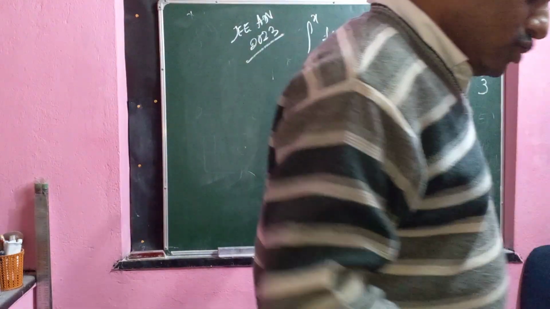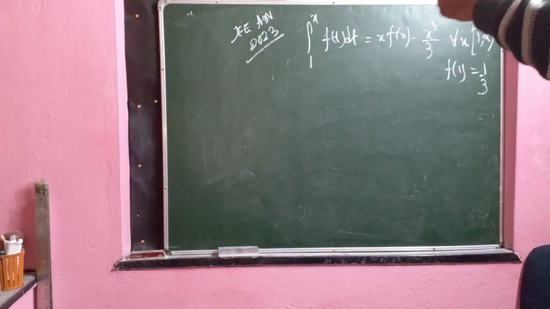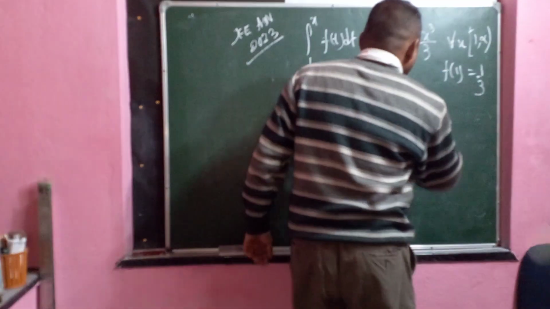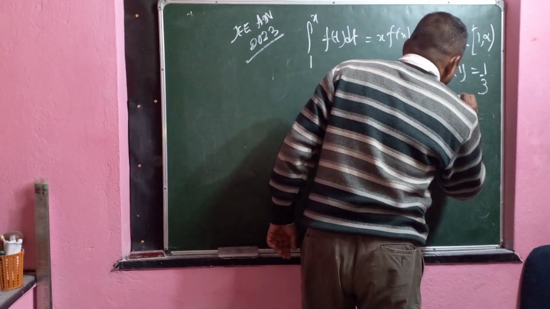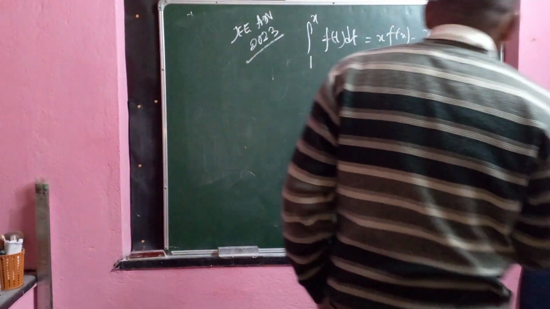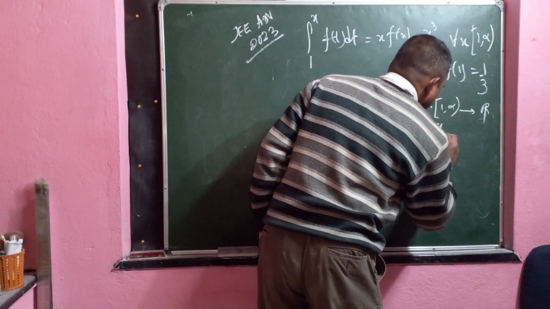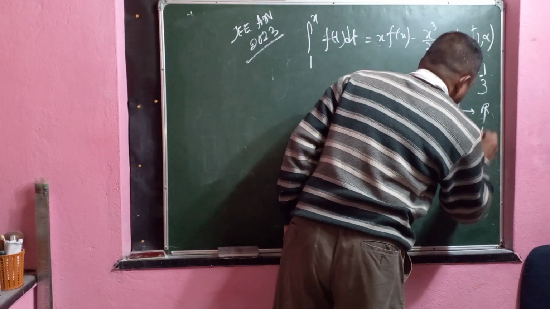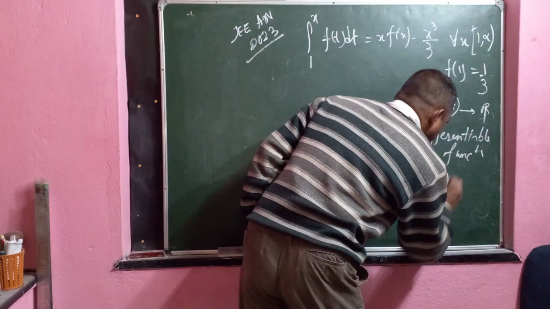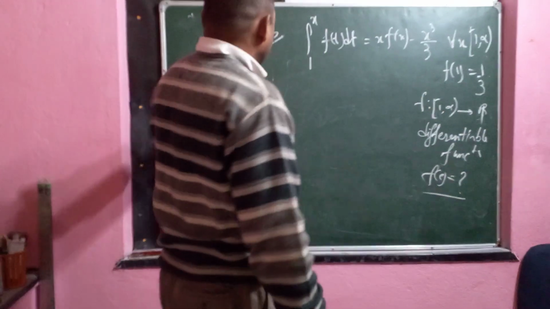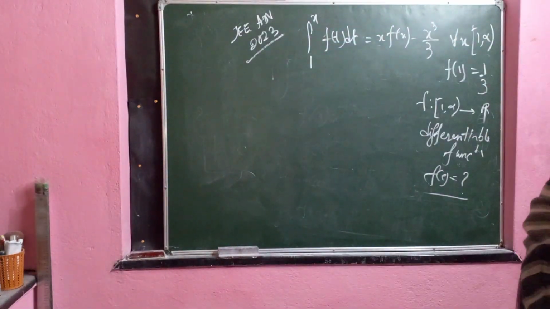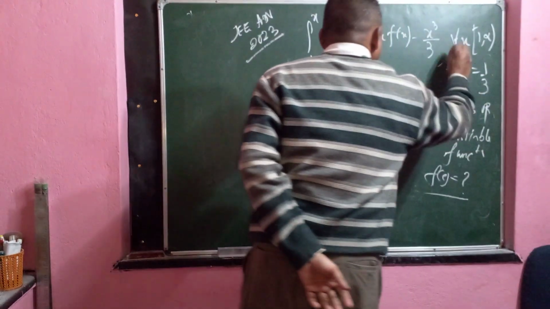So see, 2023, 2024. And it's a differentiable function, f from 1 to infinity to R is a differentiable function. It is differentiable, so you can easily differentiate. What is your f(e)? 2023. So how will you do this? If f(1) equals 1 by 3 is given.